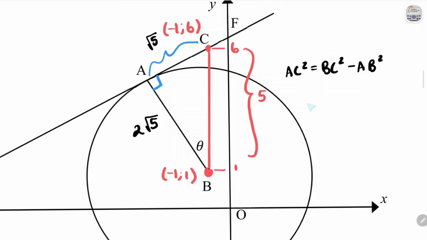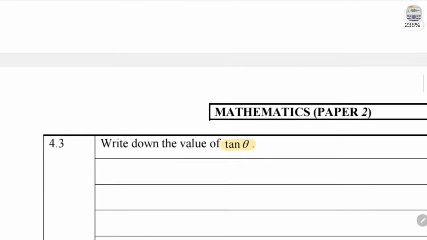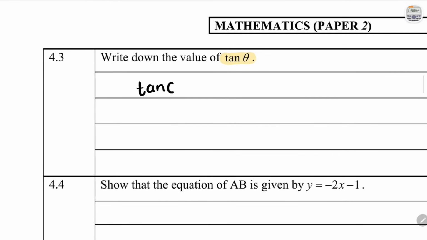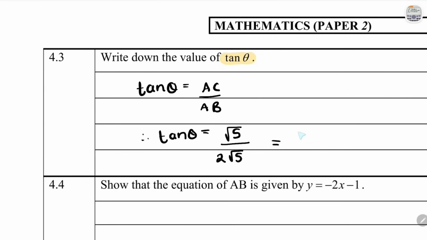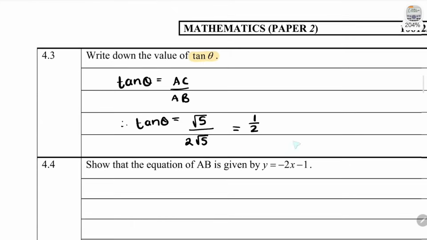Okay, so tan is speaking about TOA, using SOHCAHTOA. So that is the opposite over the adjacent in reference to theta. So the opposite side is AC and the adjacent side is AB. So that's what we're going to say. Tan theta equals AC over AB. Therefore, tan theta is simply equal to AC was the square root of 5 and AB was 2 square root 5. So you see how the square root 5 cancels, and that is just 1 over 2. And that is our answer.